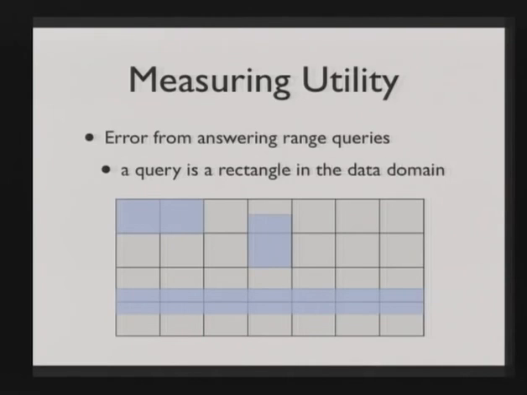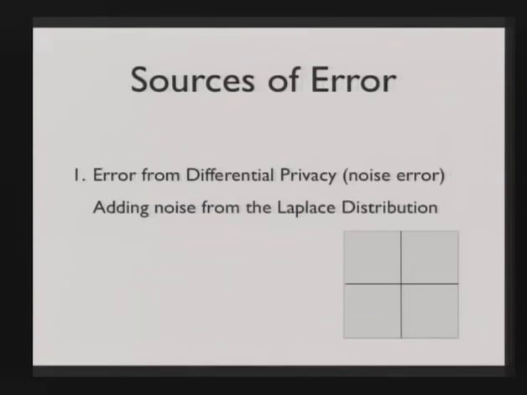And this brings me to my next point. What are the errors that can occur due to releasing such a data set in a differentially private manner? Well, we can summarize the errors in 2 points. The first is the error due to differential privacy itself. It's the error due to the noise that I'm adding. As you may recall, I said that in order to release a function in a differentially private manner, we add noise that is sampled from the Laplace distribution. So this noise itself introduces some error.